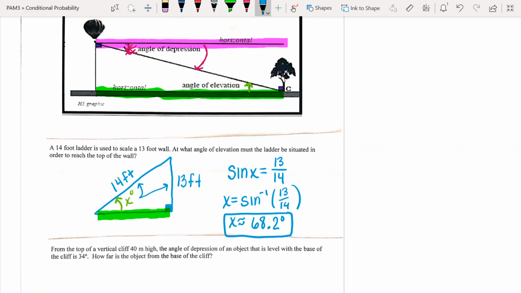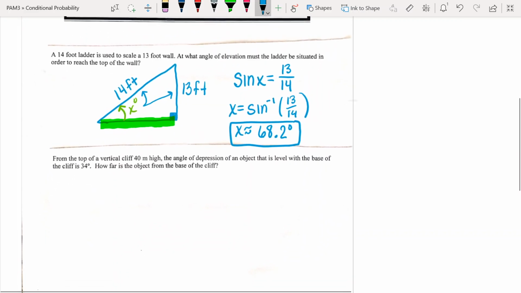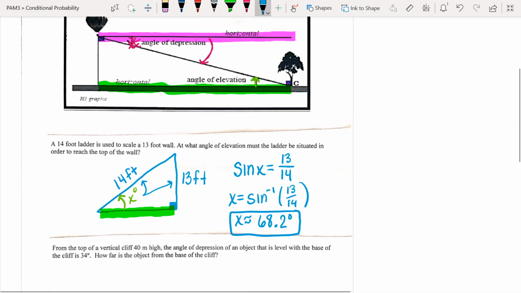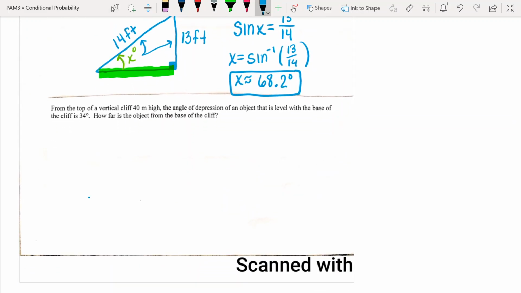Okay, we're going to do one more problem. All right, now before I even read this, you know what? We're in right triangle trig. I'm going to have a right triangle in order to solve this. Okay, so let me draw a triangle. Then we'll read through and figure out what it is that we're looking for.